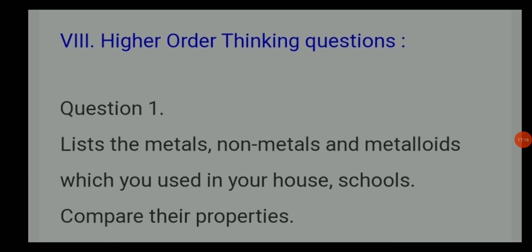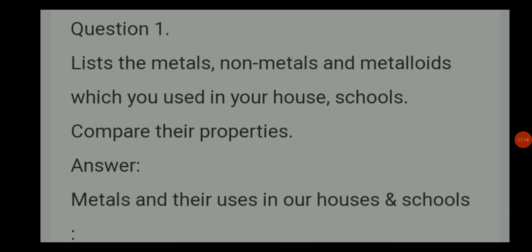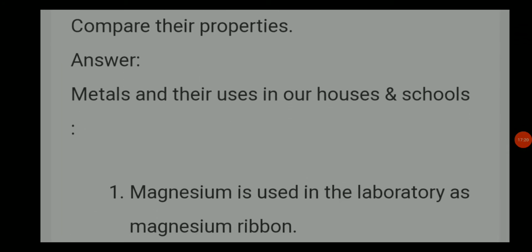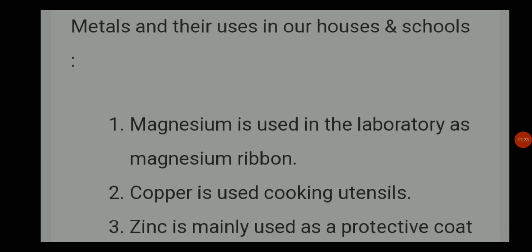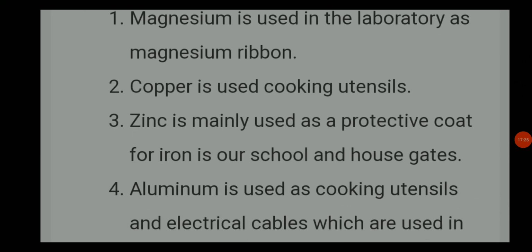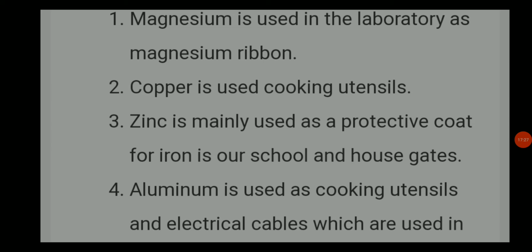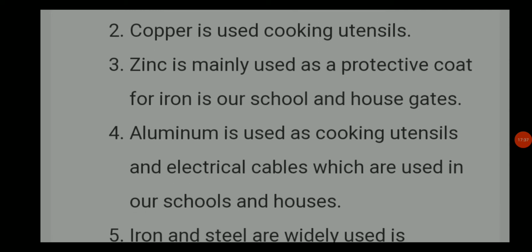Higher order thinking. First question, list the metals, non-metals and metalloids which are used in your house and school. Compare their properties. Metals and their uses in our house and school. First point, magnesium is used in the laboratory as magnesium ribbon. Second point, copper is used as cooking utensils. Third point, zinc is mainly used as a protective coat for iron in our school and house gates. Fourth point, aluminium is used as cooking utensils and electrical cables which are used in our schools and houses.